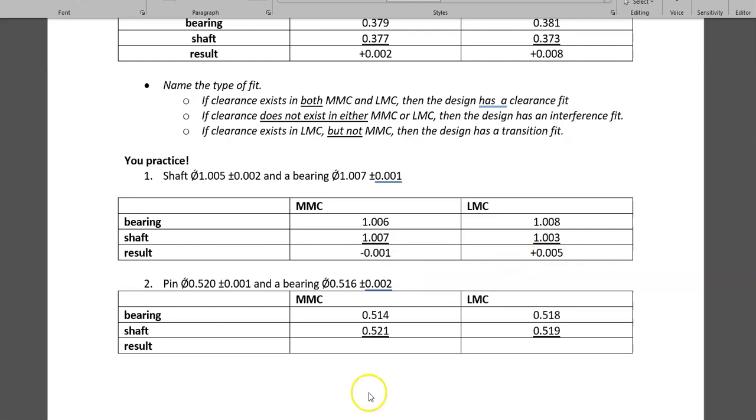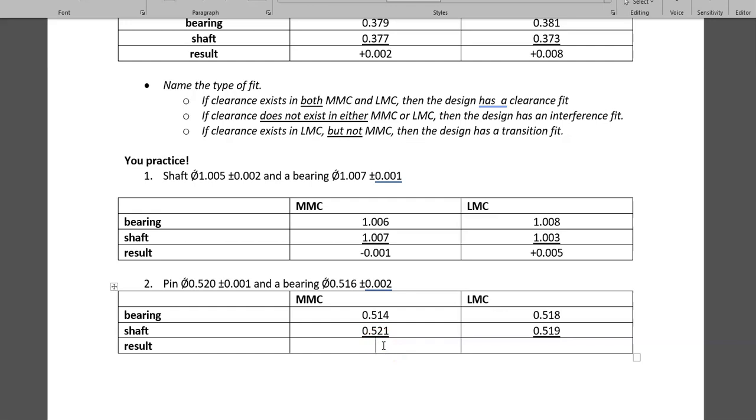Now for the third case, I went ahead and paused the video and just filled in the numbers for you so we can go through this a bit faster. For this one, I have a pin of 0.520 plus or minus 0.01 and a bearing of 0.516 plus or minus 0.002. I filled in my dimensions, again my MMC and LMC of both of them.